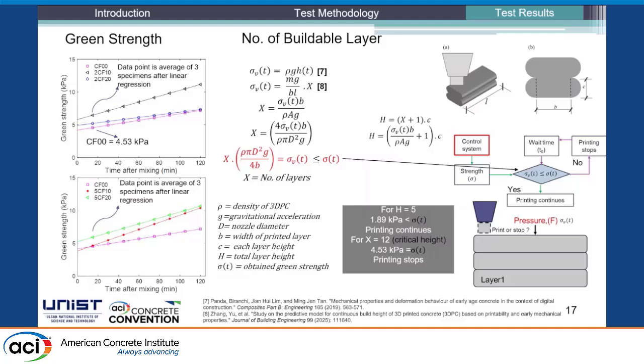And if we look at the green strength, it increases with the addition of fibers. As we can see from the previous test results shown, there is the bridging effect from the addition of fibers, which may be the reason that the green strength increases with the amount of fiber.